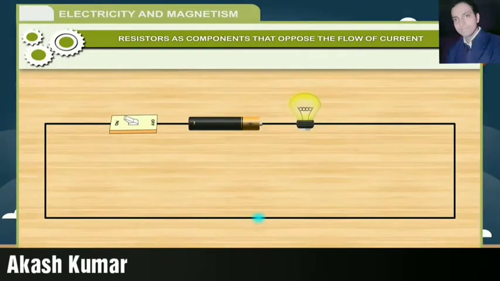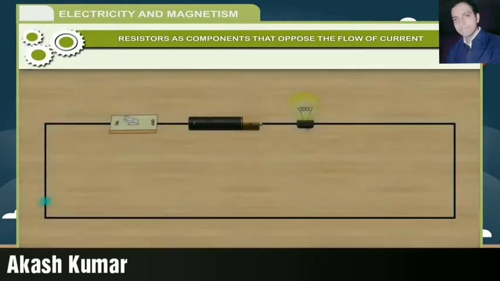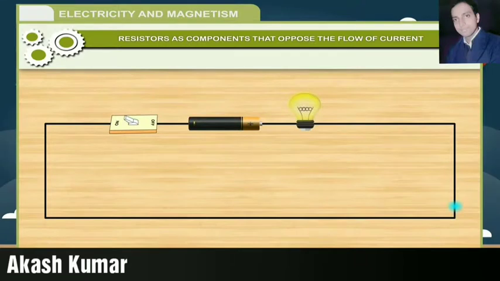Actually, the flow of current in a wire is due to the drift of electrons. Electrons collide with the atoms of the wire as they move through it. The speed of electrons decreases due to these collisions. Thus, the rate of flow of charge slows and current decreases.